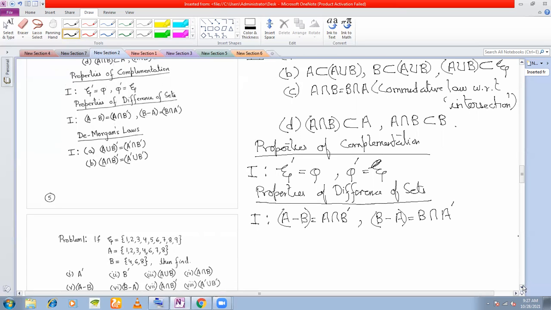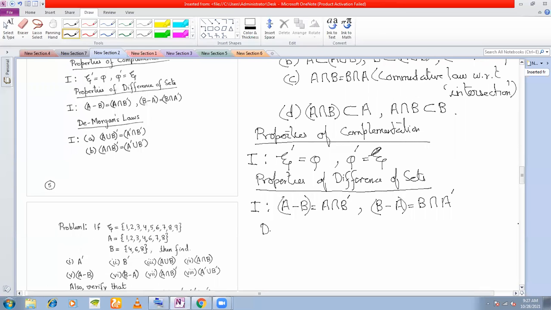And finally, you have De Morgan's laws. How many of you have taken computers? Many of you have taken? Sir, I have taken. Do you do Boolean algebra in computers? No, sir.